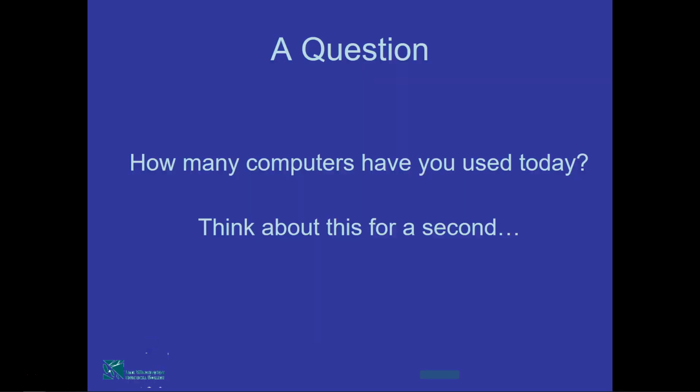So I want to start this lecture by asking you this question, which is how many computers have you used today? So take a pause and think about it. Or maybe make a list and then see how many computers you have actually used. Okay, so I'm going to move on to the next slide and we'll show you the number of computers I used today. So let's see.